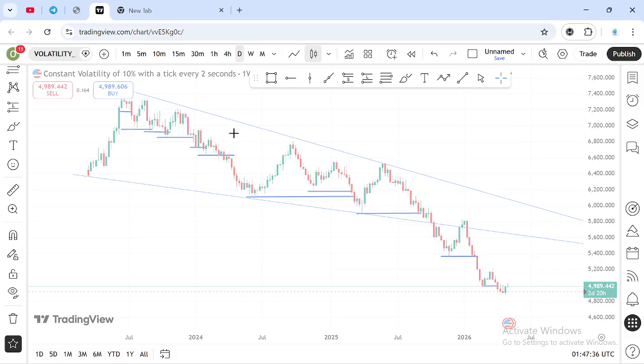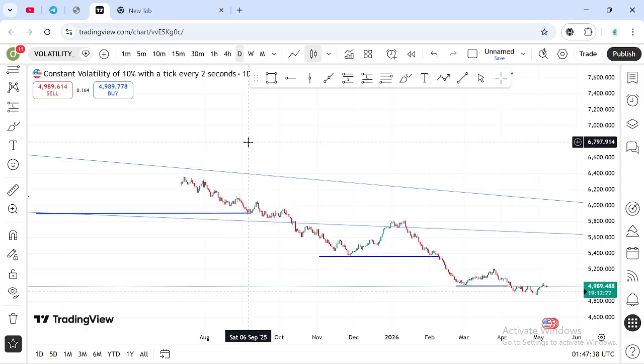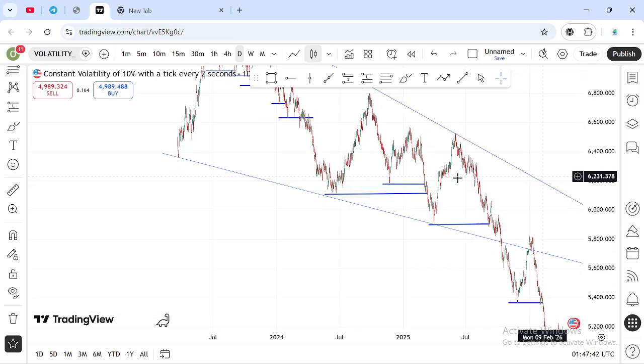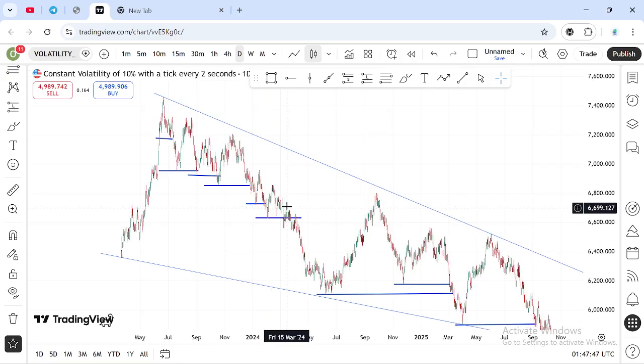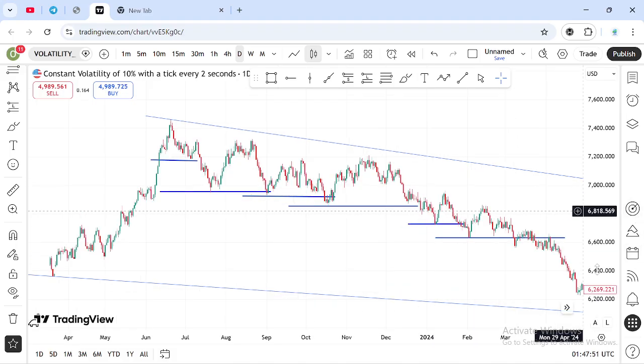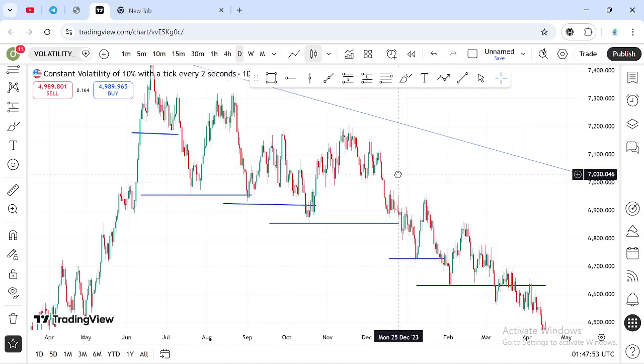Now we can go to the daily time frame. On the daily time frame, very good, it's able to still give us things to look at or look out for. So let's see how markets reacted coming from the upside.